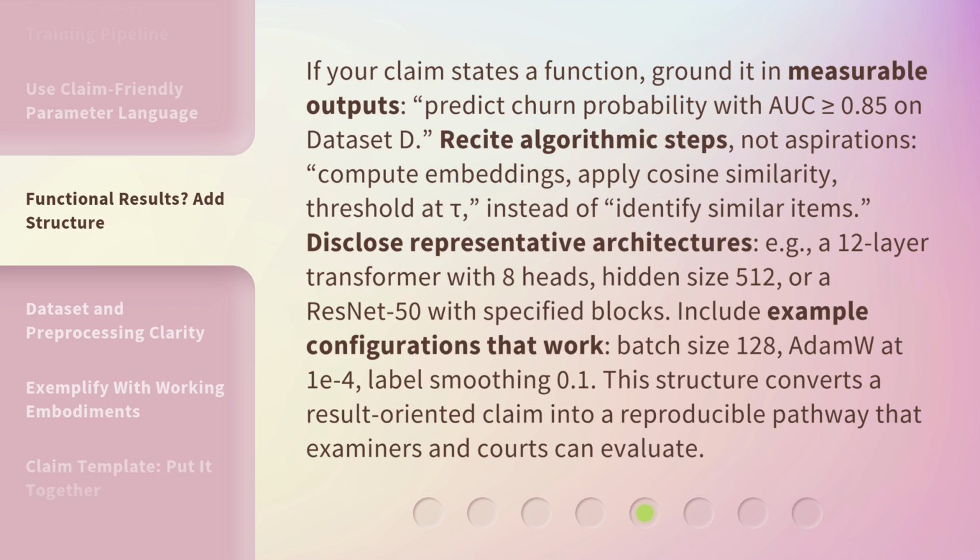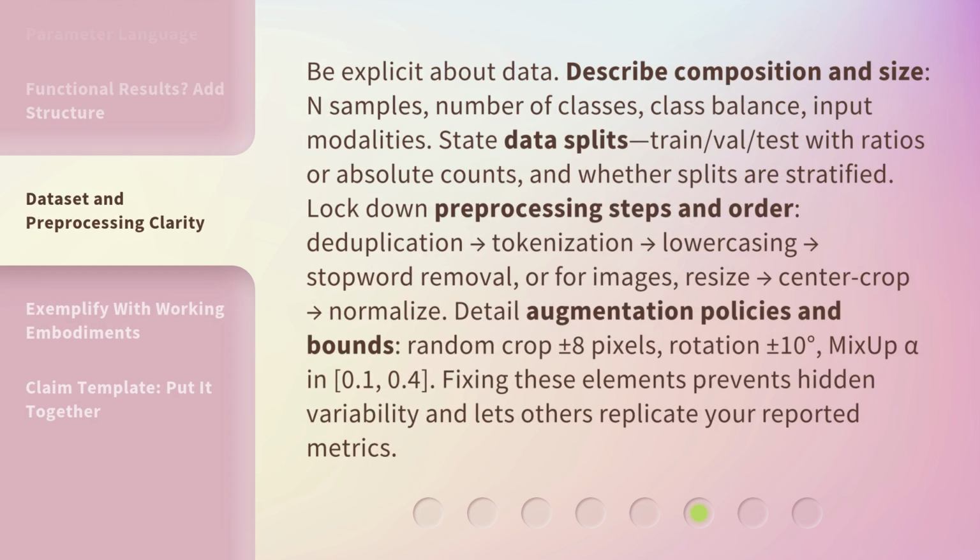Disclose representative architectures, e.g., a 12-layer transformer with 8 heads, hidden size 512, or a ResNet-50 with specified blocks. Include example configurations that work. Batch size 128, AdamW at 1E-4, label smoothing 0.1. This structure converts a result-oriented claim into a reproducible pathway that examiners and courts can evaluate.